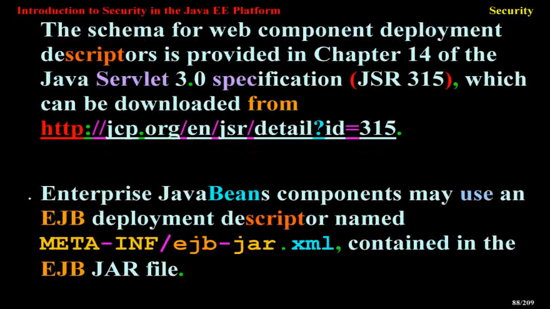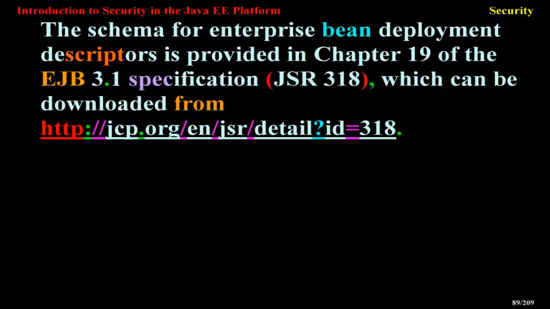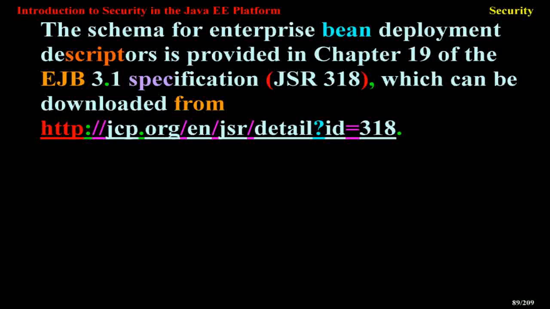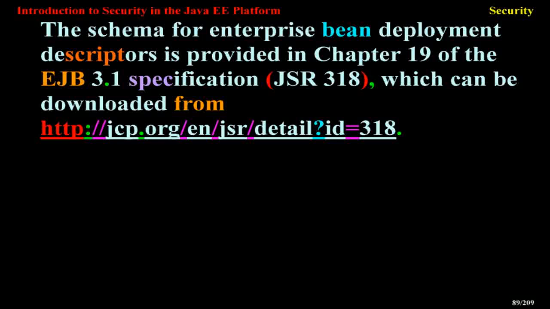Enterprise JavaBeans components may use an EJB deployment descriptor named META-INF/ejb-jar.xml contained in the EJB JAR file. The schema for enterprise bean deployment descriptors is provided in Chapter 19 of the EJB 3.1 specification, JSR 318, which can be downloaded from http://jcp.org/en/jsr/detail?id=318.